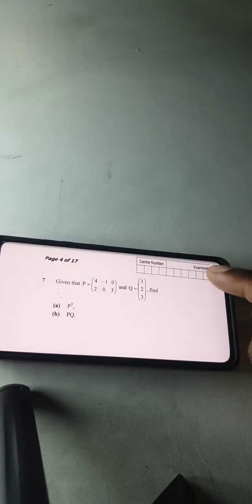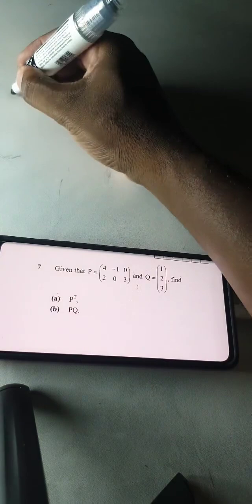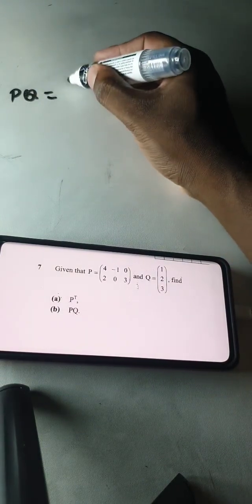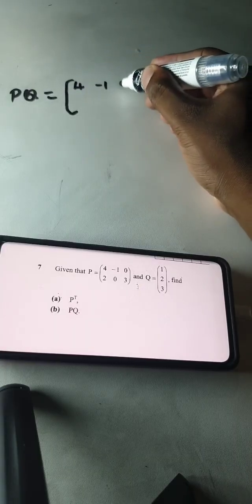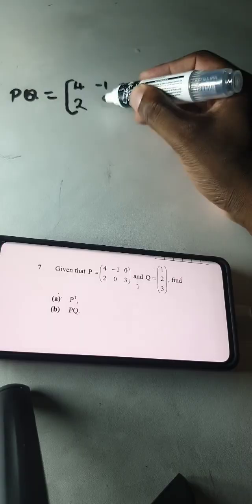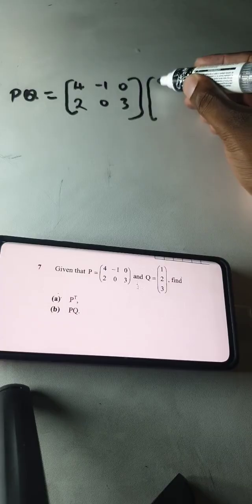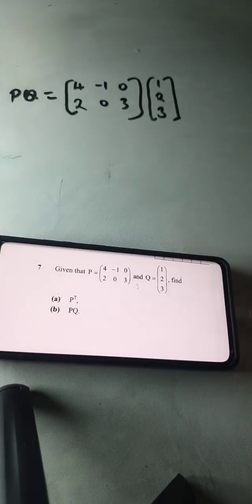Question number 7B, we have PQ. So what does that mean? We need to multiply matrix P and matrix Q. So matrix P, we have what? 4, negative 1, 0 and 2, 0, 3. We are multiplying with what? With Q, which is 1, 2, 3.